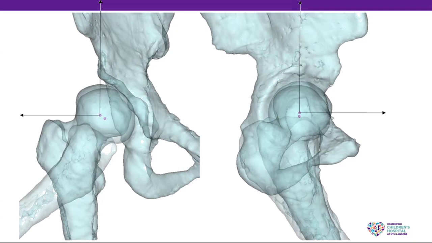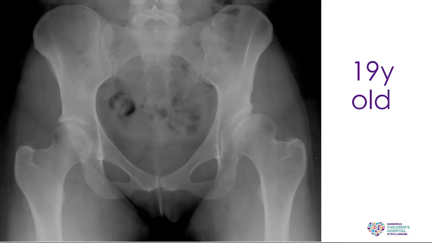We now know that combined version plays a much bigger role, and not every hip behaves in the same way. But this is a classic example of what I see very frequently, a 19-year-old with high-grade dysplasia. You can see a negative center edge angle on the hip on the left, with a very shallow acetabulum, a very steep tonus angle, and more than 50% extrusion of the femoral head.